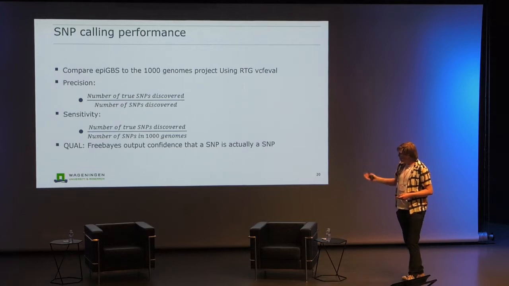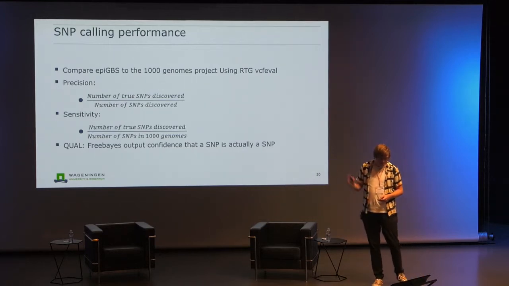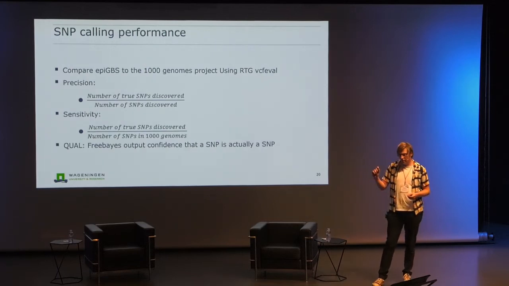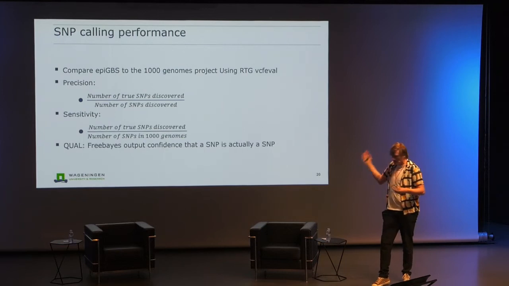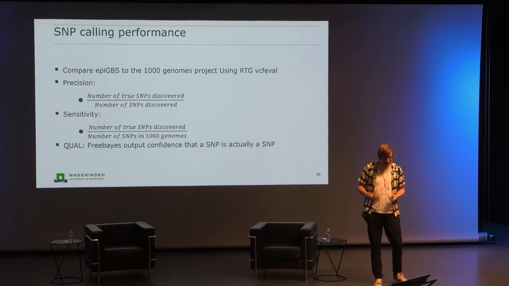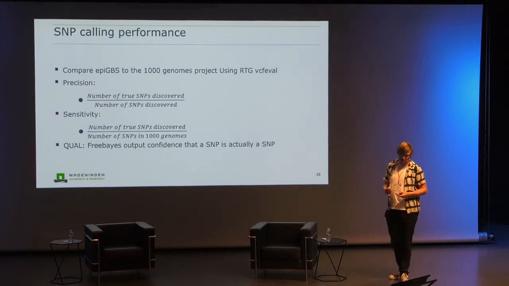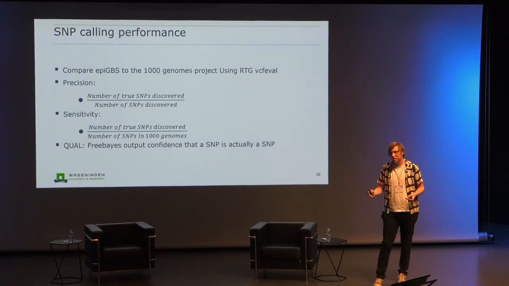Here we compared EpiGBS to the 1001 Genomes project, and we used RTG-VC-eval. First I need to explain two or three terms before I can show the plot, because otherwise it's going to be quite complicated. The first one is precision, and precision is the number of true SNPs discovered divided by the total number of SNPs discovered.